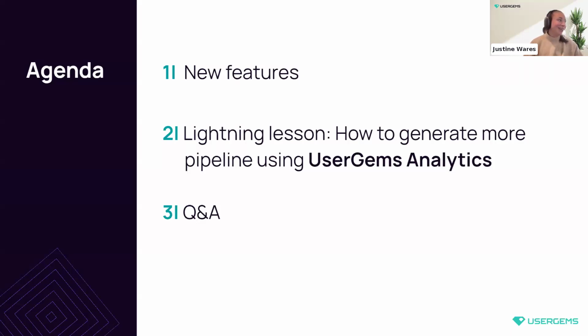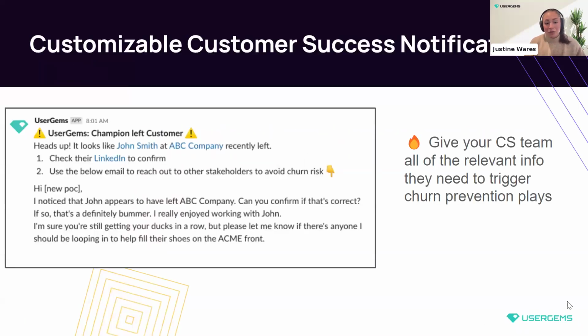But first, we're going to go through a very quick product update. It's actually more like another little bit of a facelift. We've just rolled out customizable CS notifications. If you are familiar, we do weekly customer success email notifications where it tells your customer success managers which one of their champions have left in order to trigger some form of churn prevention play.